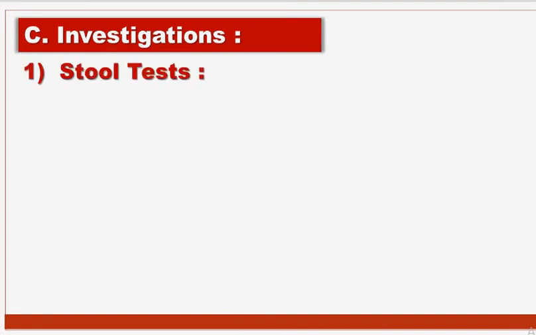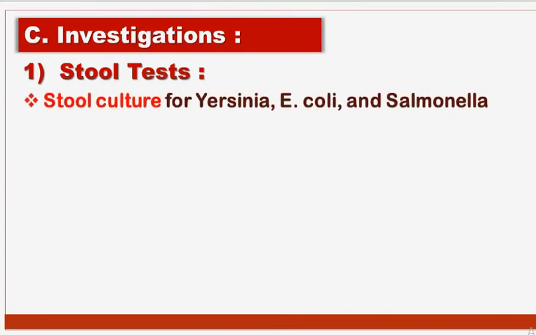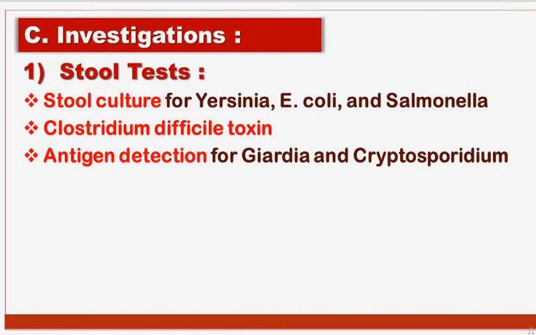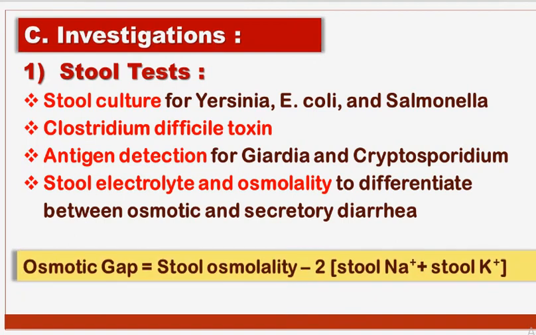If we go to investigations, of course, the stool tests will be primary. Stool culture, because it may be a bacterial infection going from acute to chronic. Clostridium difficile toxins, antigen detection, if we talk about Giardia, which may cause chronic diarrhea, or Cryptosporidium parvum. And the stool electrolytes and osmolality. This is very important to differentiate in chronic diarrhea whether the diarrhea is osmotic or secretory. So how can we differentiate? This is by calculating or measuring the osmotic gap.